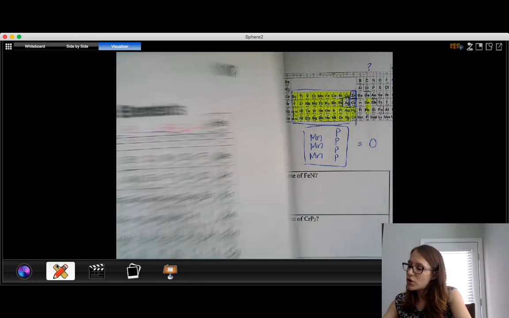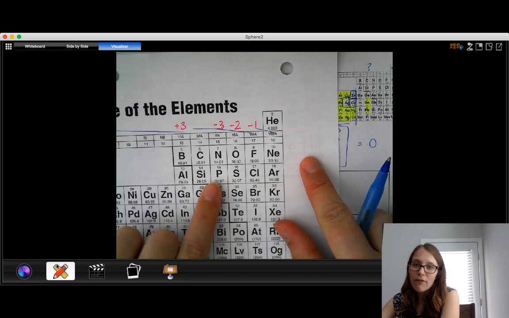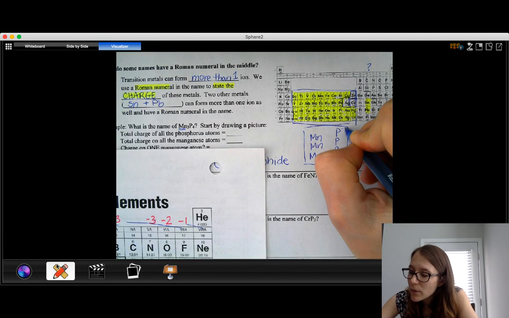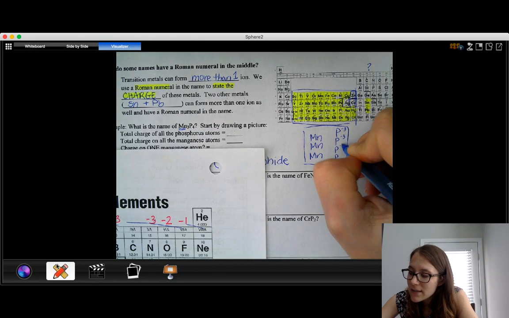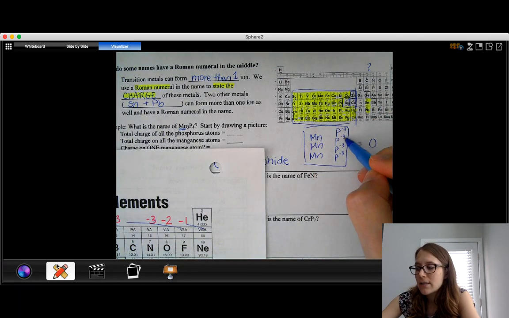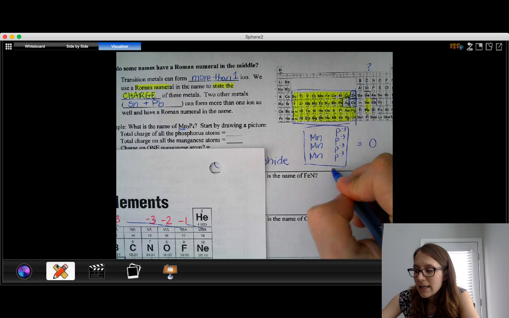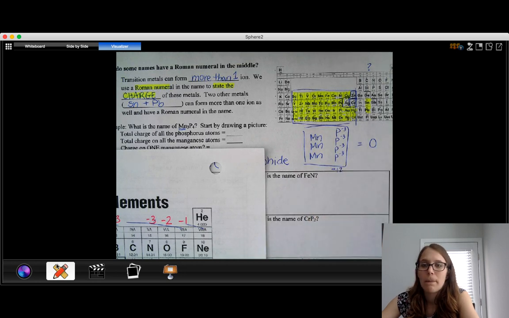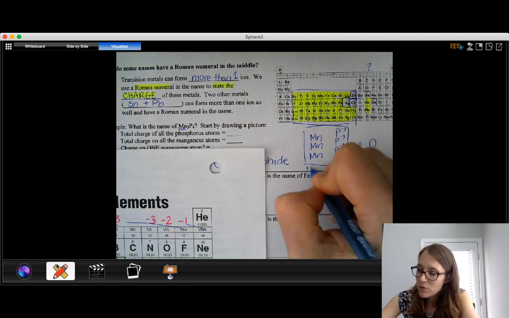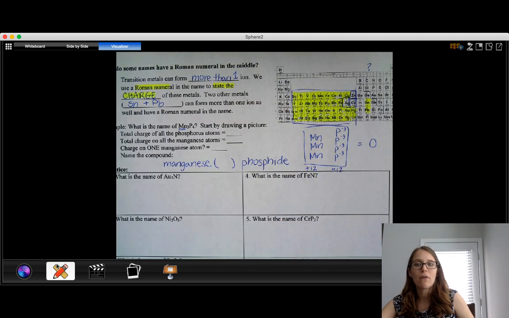So if I know the charge of phosphorus, phosphorus has a charge of -3. So this is -3, and that's -3, and this is -3, and this is -3. The total here, 3, 6, 9, 12, is -12. And in order to get to 0, that must mean that all of the manganeses must be +12, so that +12 and -12 equals out to 0.